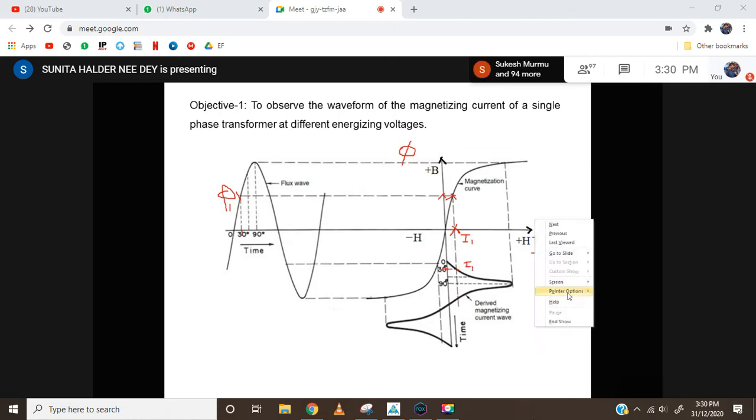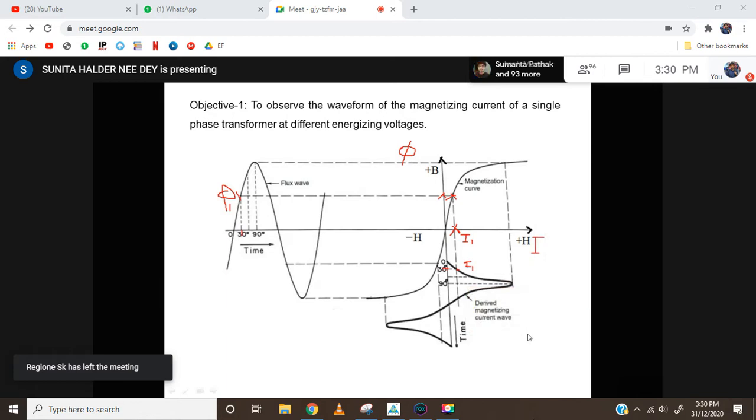I think you have learned this one in three-phase transformer, is it not? Or in AC machines, maybe. Have you learned this? Yes, ma'am.